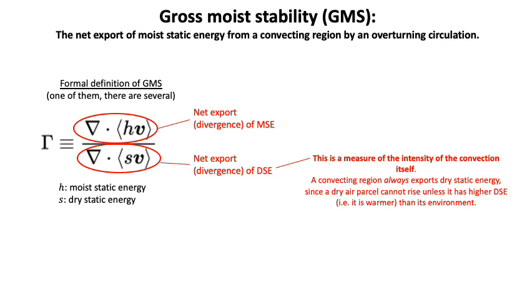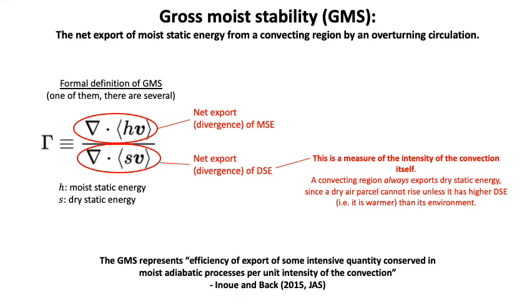So what is this net export of dry static energy? This is essentially a measure of the intensity of the convection itself in general. A convecting region always exports dry static energy, since a dry air parcel can't rise unless it has higher dry static energy, i.e. it's warmer than its environment. This is a unique distinction between dry and moist air. In this sense, dry static energy export always occurs with overturning circulations, so it's a way to measure the intensity of the overturning circulation associated with the convecting region.